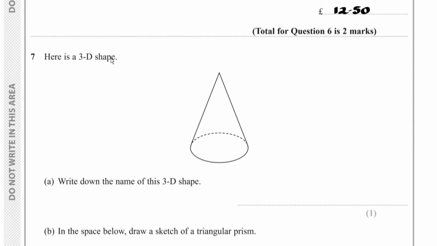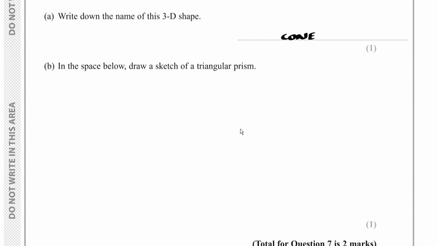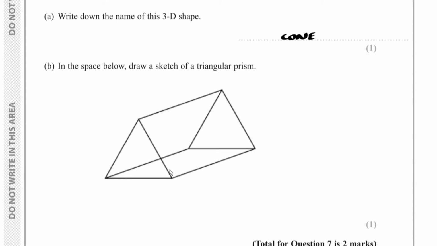Question number 7. Here is a 3D shape. Part A. Write down the name of this 3D shape. This shape here is a cone. Part B. In the space below, draw a sketch of a triangular prism. This is a triangular prism.